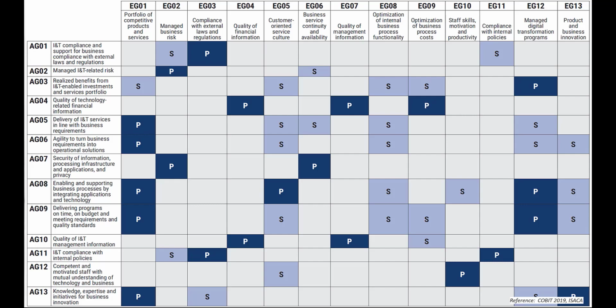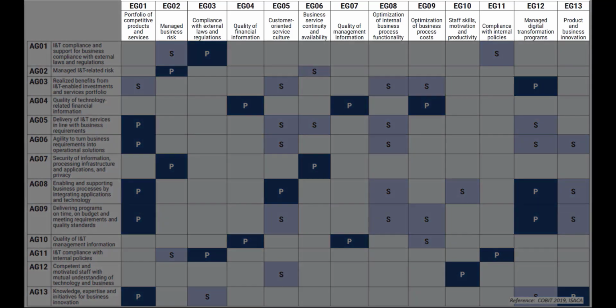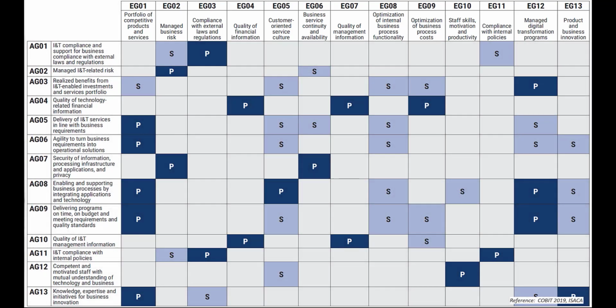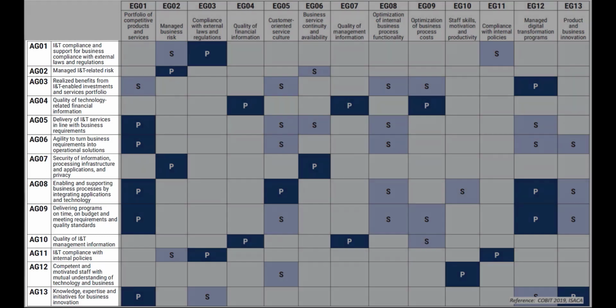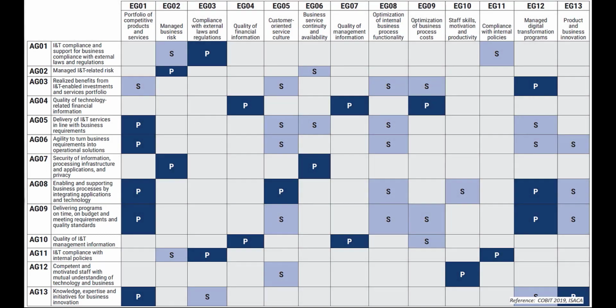You'll notice across the top we have EG01 through EG13. Those are my enterprise goals. This is the mapping from enterprise goals to alignment goals. Down the left-hand side, you see AG01 through AG13. Those are alignment goals, and we just saw what these looked like a few minutes ago. But what do these boxes mean that connect the lower level goal to the upper level goal?